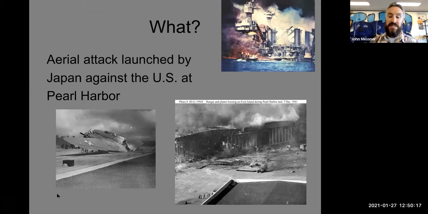And so what happens is there's an aerial attack. These Japanese aircraft carriers come and basically set up outside of Oahu, outside of Hawaii, undetected. We didn't know that they were there. And from those aircraft carriers, they launched their planes. It's both fighter planes and then torpedo planes, the torpedoes carrying bombs that are guided just below the surface and sink big ships. And so it was launched by Japan against the United States at Pearl Harbor.